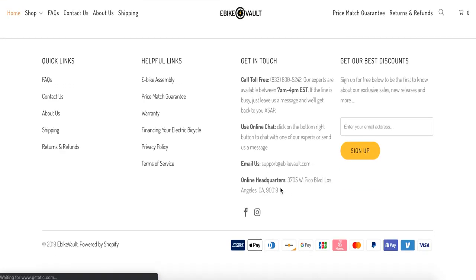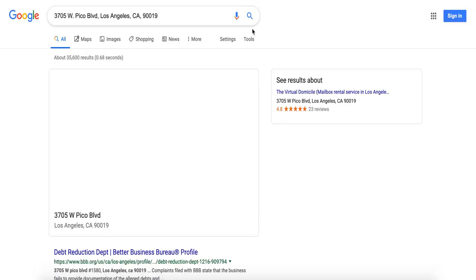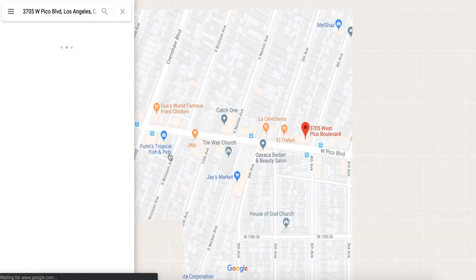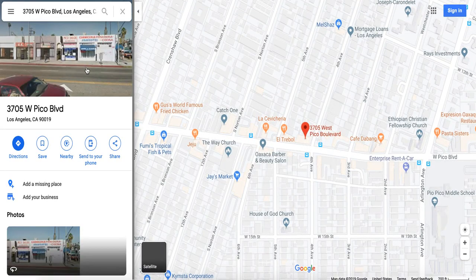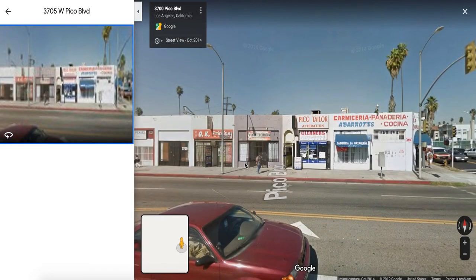Okay, eBike Vault. This looks like one, but let's double check. They don't have a physical storefront. Debt reduction department. So yeah, you can just look at the picture if they have a picture of what the address looks like. Kind of get an idea here, see what's there. I don't see any e-bike shop here, so it's probably some sort of a mailing address of some sort. So we'll move forward.